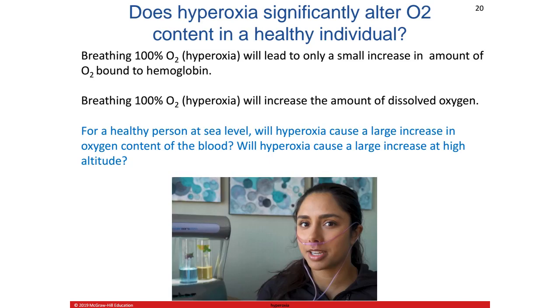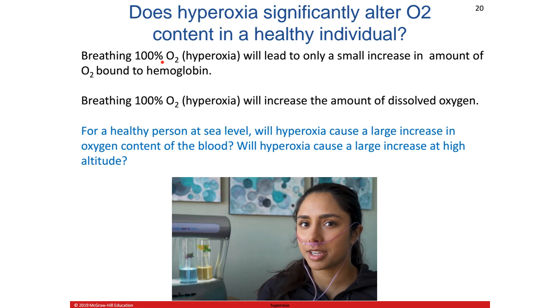In order to test our understanding of how oxygen is being transported, let's take the example of hyperoxia. Hyperoxia is breathing 100% oxygen. So this would occur in a medical setting, but it also occurs in these things called oxygen bars, which became trendy a number of years ago. In an oxygen bar, a person breathes in 100% oxygen, and the idea is that they feel that this will help them feel better and so forth. So the question is, will this significantly alter the O2 content in a healthy individual?